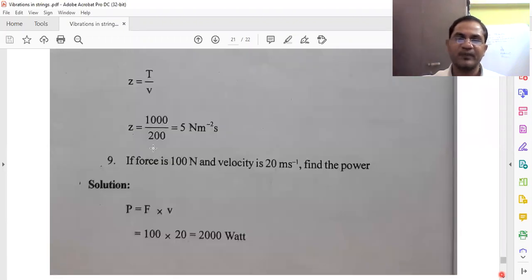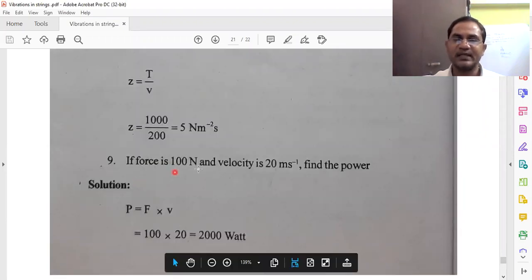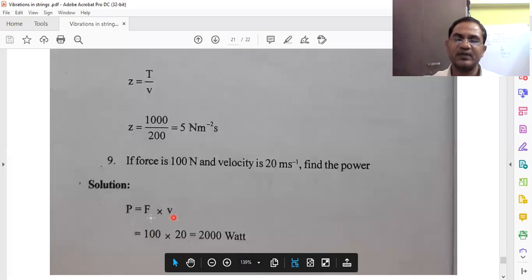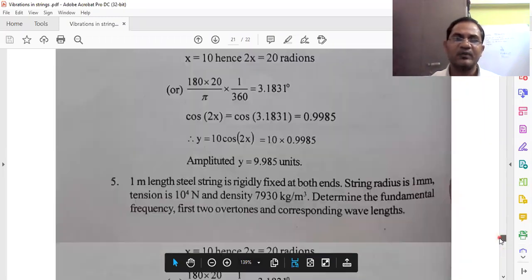One more simple problem. If your force is 100 Newton and velocity is 20 meter per second, find the power. Power is equal to the product of force and velocity. Force is 100 Newton, velocity is 20 meter per second. 100 into 20, answer 2000 watts.